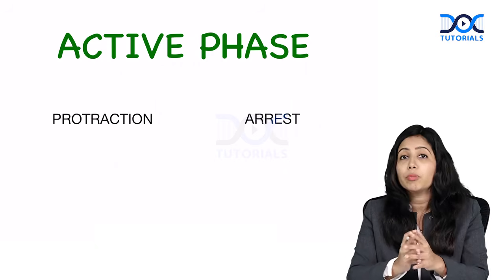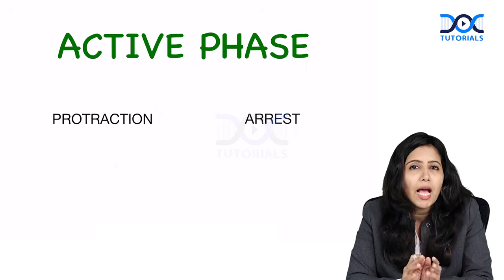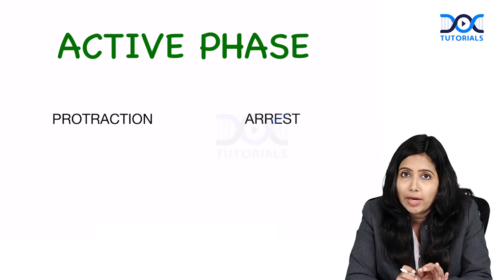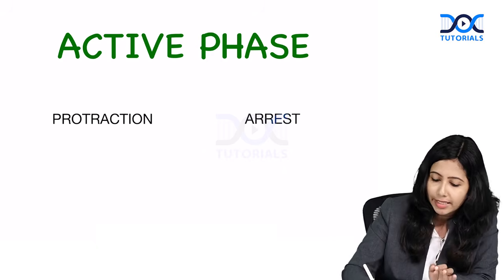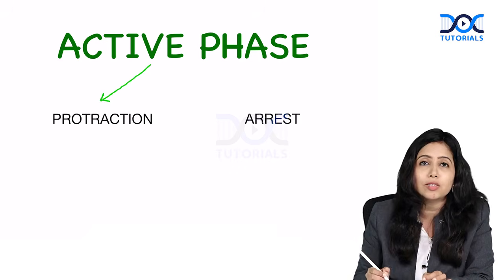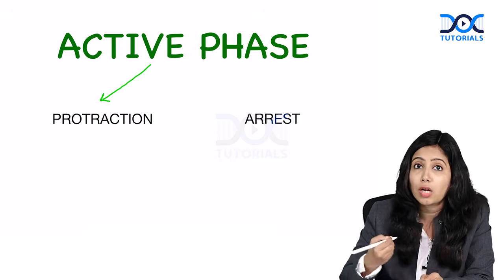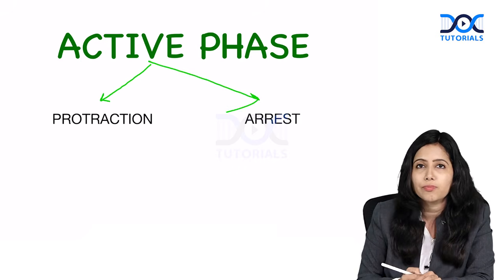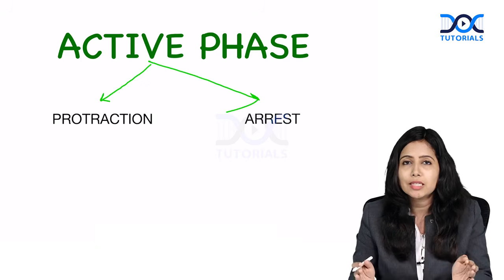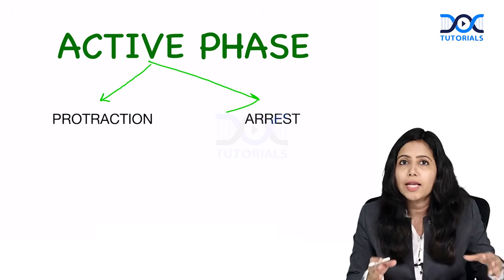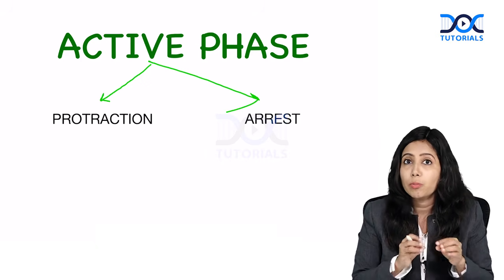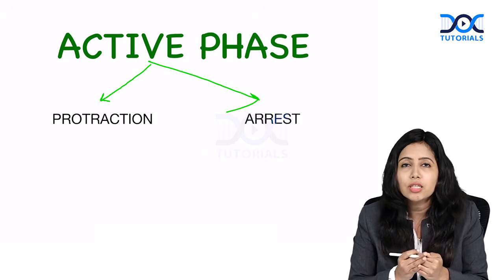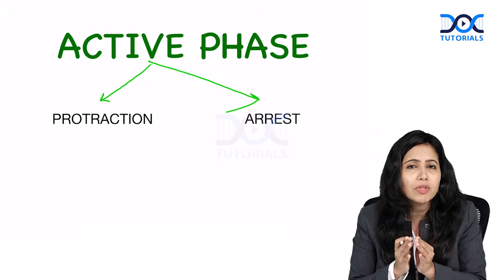Now coming to the active phase. So the active phase of labor, again, the problems in active phase can be divided into two. Either it can be a protracted active phase or disorders of protraction, or there could be arrest of active phase. Protraction means it's similar to prolonged. For active phase, we use the term protraction. That is, the rate of dilatation is not as much as we expect.